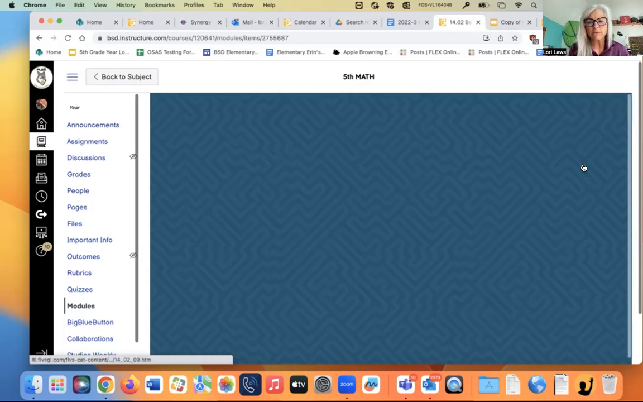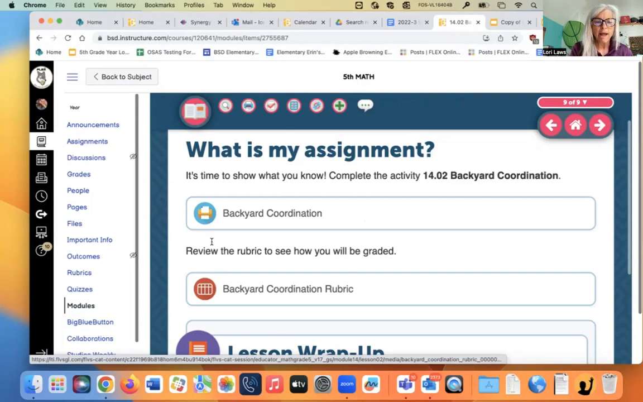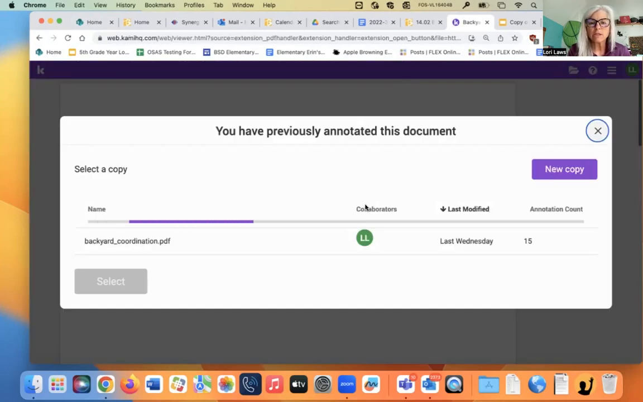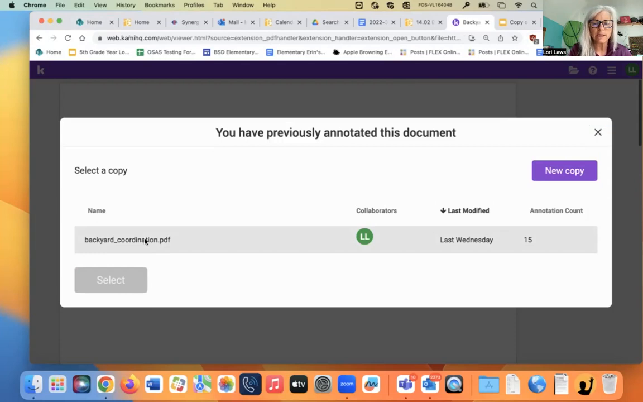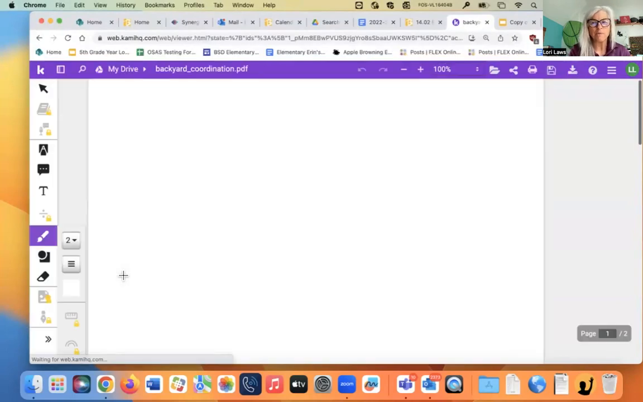And then on the last page of the lesson, it has the assignment that's due today. It's called Backyard Coordination. And you need to open it up and save it on Kami. Go to your Kami and open it on Kami. And then you need to do the assignment. Oh, look, I've already done it. I'll show it to you quickly. And I did it in the recording as well.